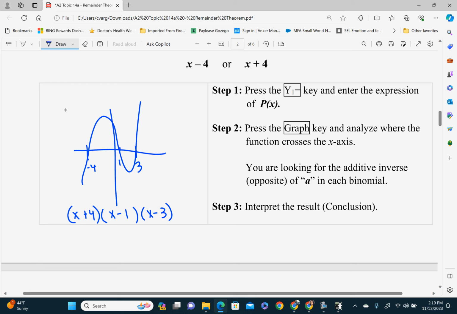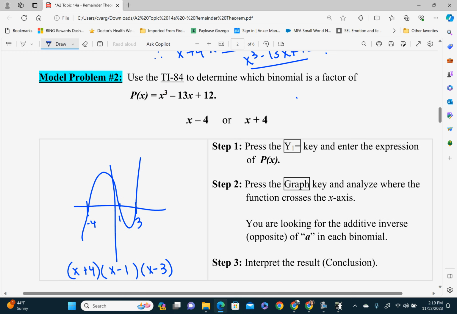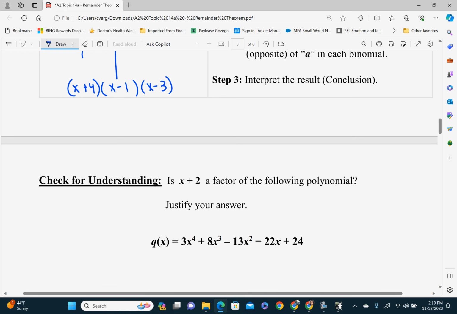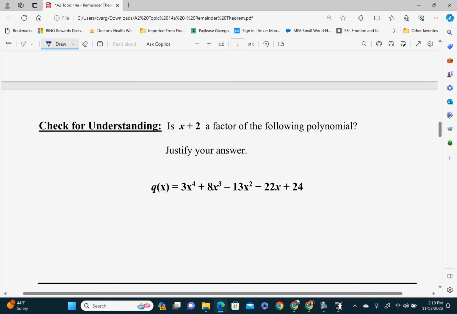So what is the equation of this polynomial? X plus 4, x minus 1, x minus 3, and all three of these are factors of the expression x to the third minus 13x plus 12. Okay, so I'm going to ask you to do this check for understanding. Give it a shot. Straightforward lesson. Best wishes.